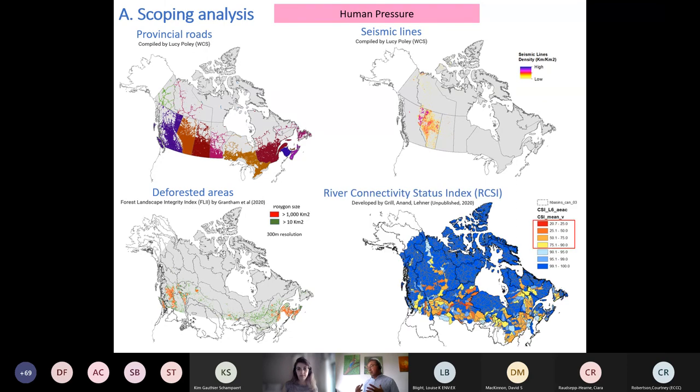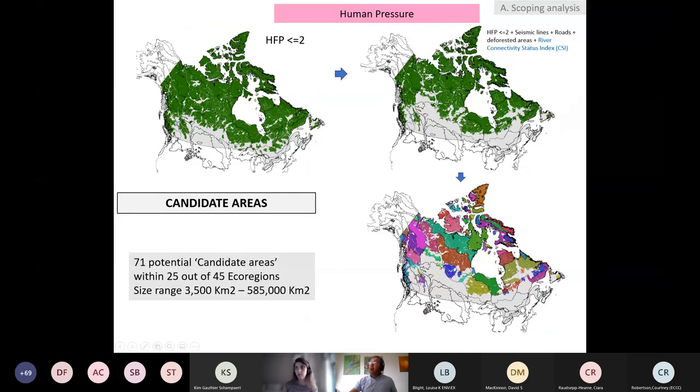Then a group of people created this river connectivity index to give more of a freshwater perspective of the connectivity of the hydro basins. In this case, for instance, you see the dark blue is high connectivity and the red hydro basins are low connectivity. So when you move from the previous map, the human footprint map, to integrating all these data sets, the picture is a little bit different. So we think that we have a comprehensive data set for human pressure in Canada.